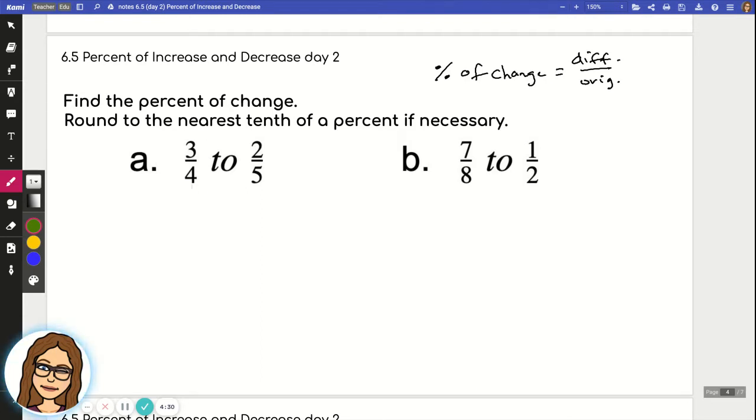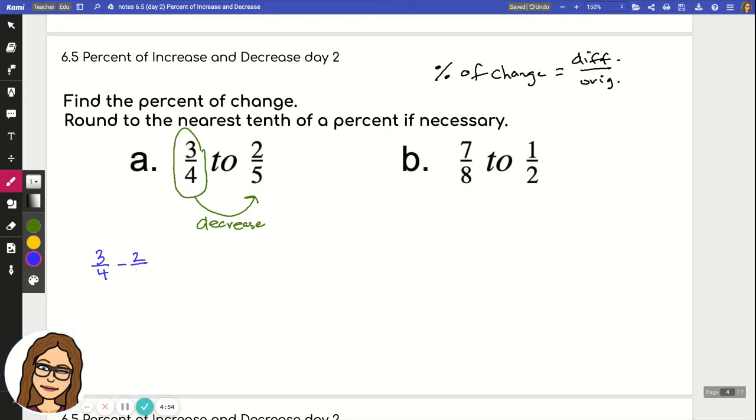So keep trying and work with your fractions. I know that 3/4 is greater than 2/5 just because we know our numbers and number sense and all that stuff. So I'm going to circle this one because this is my original. And if I'm going from here to here, I also know that that is a decrease. All of the steps are exactly the same. You just have to do your fraction work. So the first thing we have to do is find the difference.